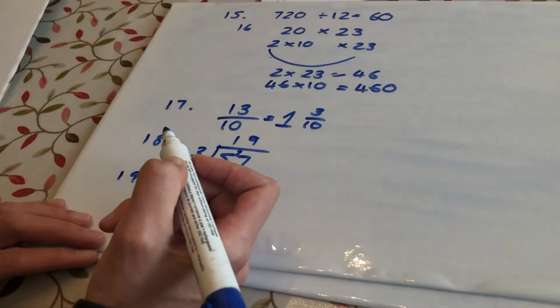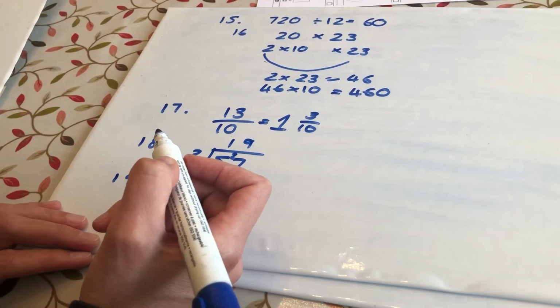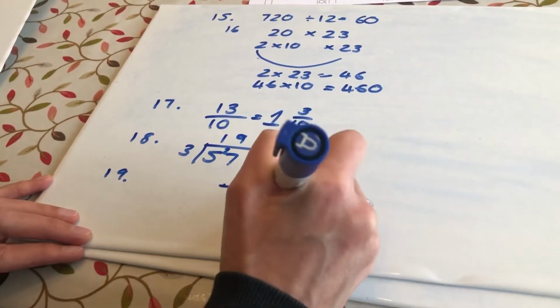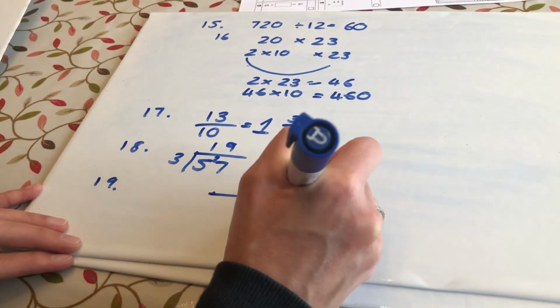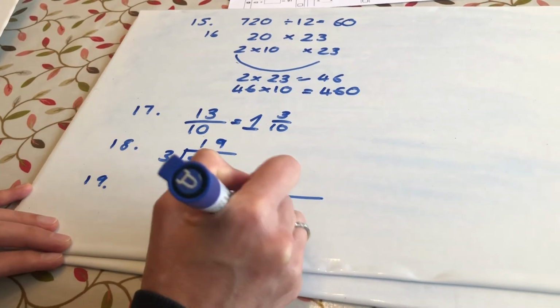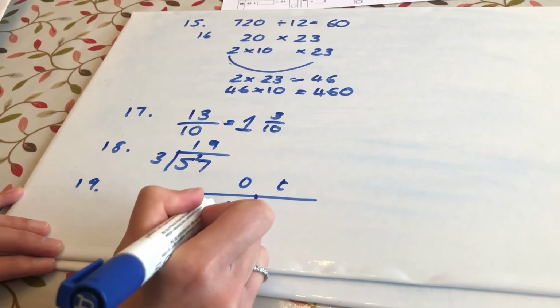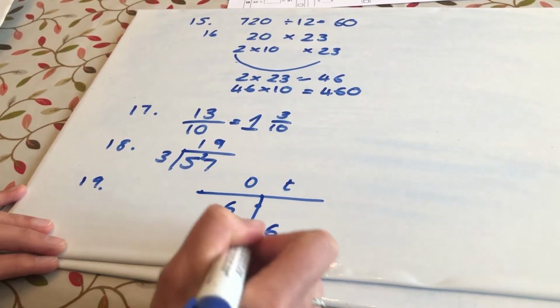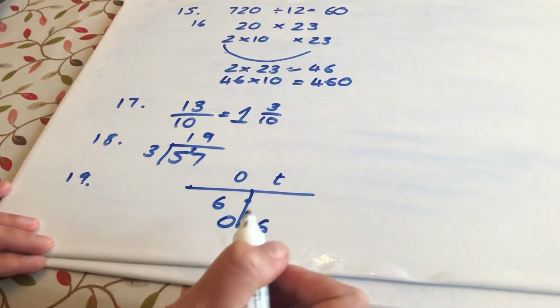Question 19, something equals 6 divided by 10. So I need to do 6 divided by 10. If I think about my place value, here are my 1's, here are my tenths, here's my 6. If I'm dividing by 10, my digit's going to move 1 jump to the right. So it's going to give me 0.6.